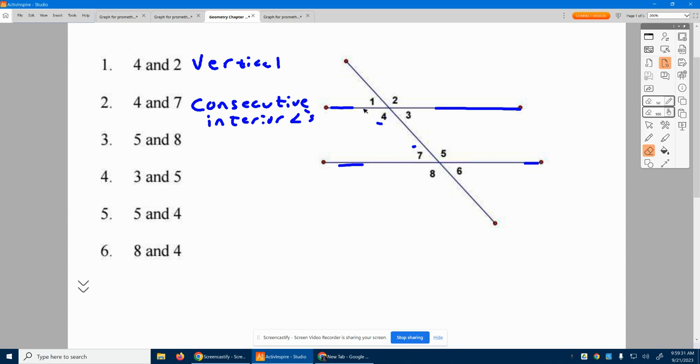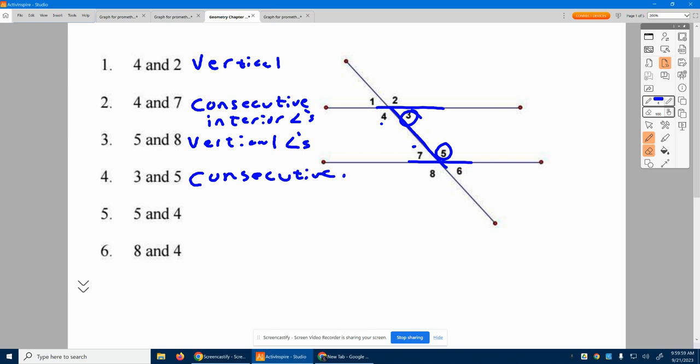Now, let me get a little erasing going here. Let's figure out the rest of these bad boys. 5 and 8. Where's 5? Well, 5 and 8, again, those are vertical angles. I must have been hung up on vertical angles when I made this. 3 and 5. Okay, again, they're on the interior. They're on the same side of the transversal. They're going to add up to 180. Those are, again, consecutive interior angles.